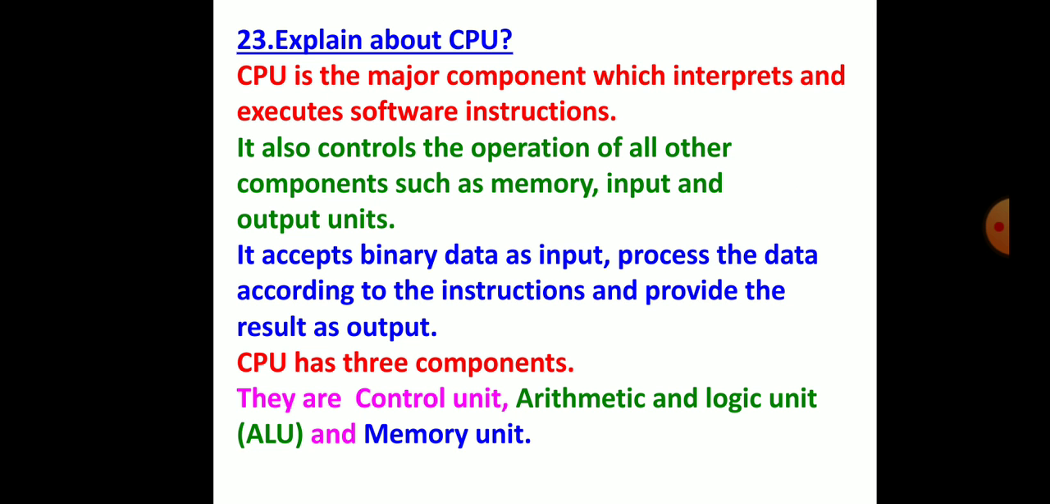Explain about CPU. CPU is the major component which interprets and executes software instructions. It also controls the operation of all other components such as memory, input, and other input-output units. It accepts binary data as input, processes the data according to the instructions, and provides the result as output. CPU has three components. They are control unit, arithmetic and logic unit, and memory unit.